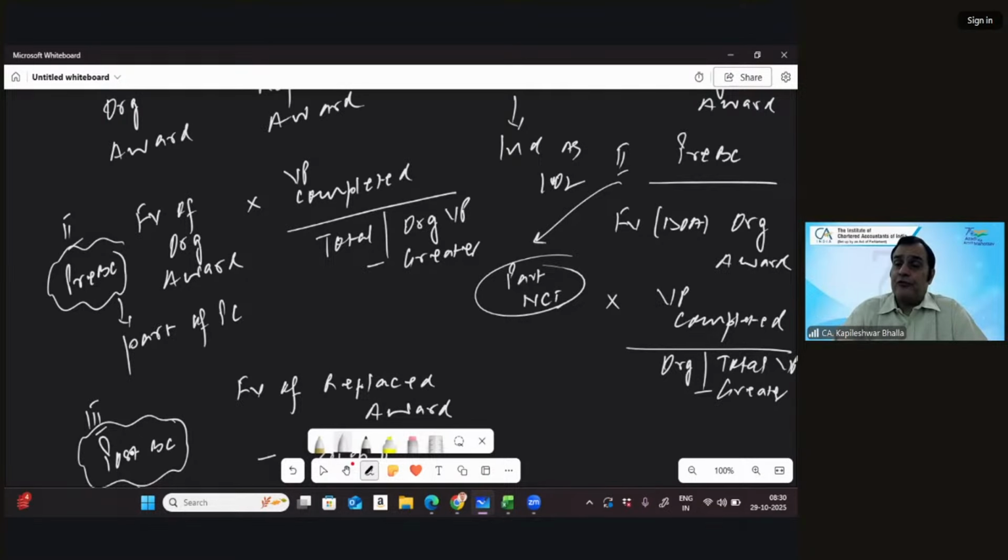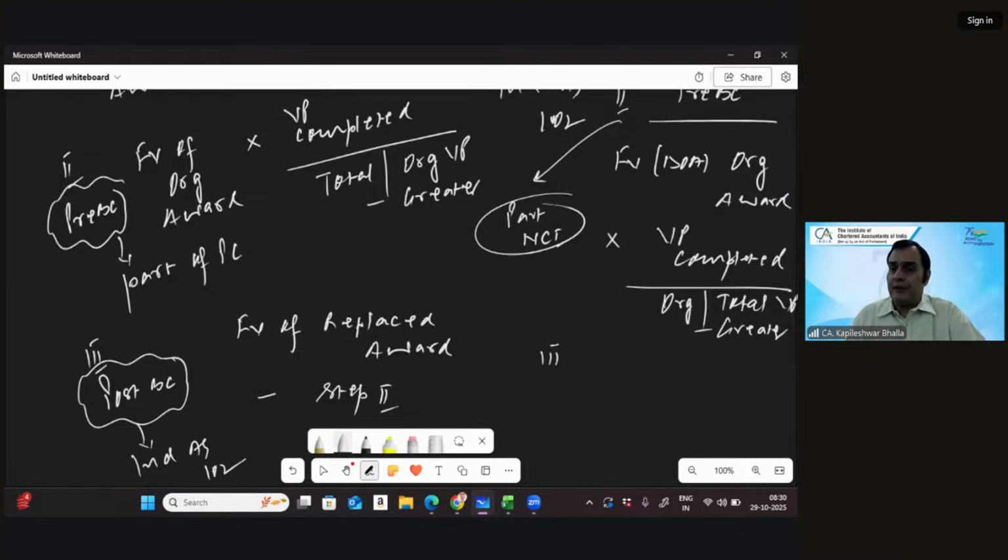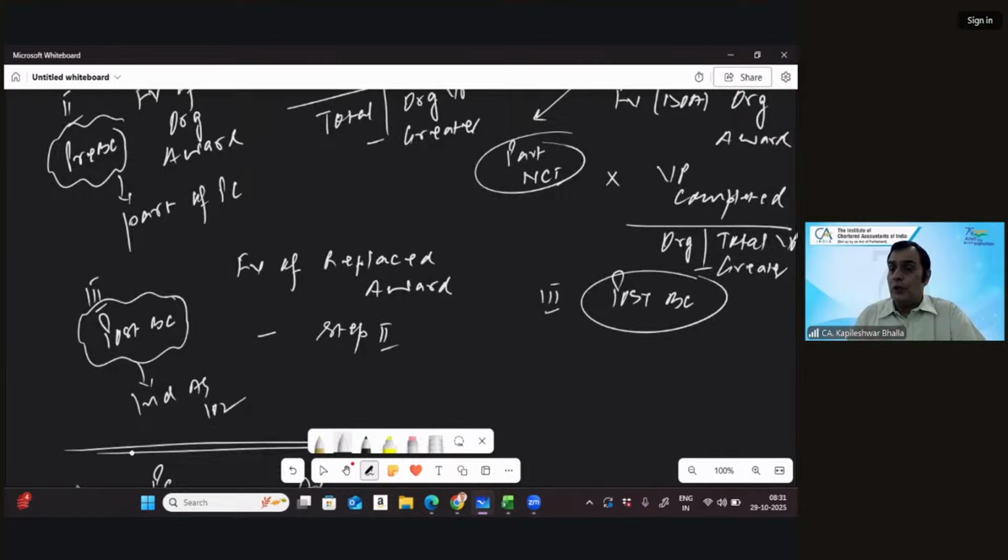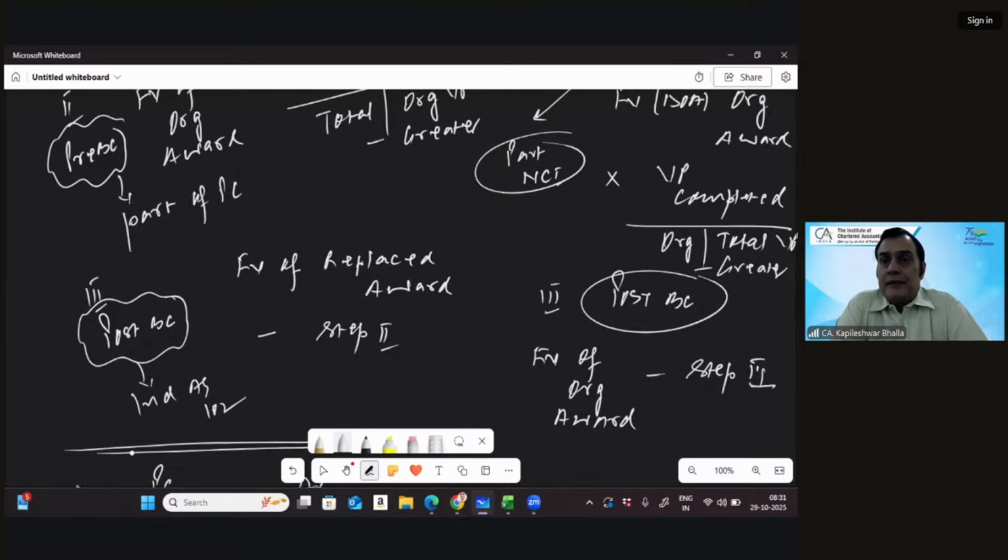And then finally, in terms of step number 3, the portion which is post-business combination will be accounted as per Ind AS 102. So you consider the fair value of the original award, which you have organized in step number 1, minus the value in terms of step number 2, and this portion is going to be accounted as per Ind AS 102.